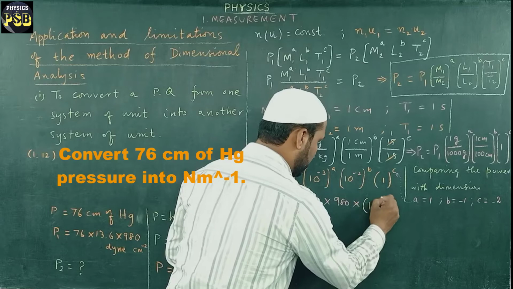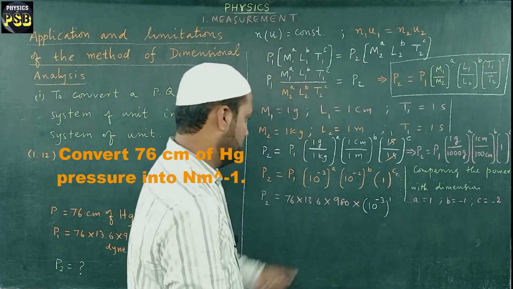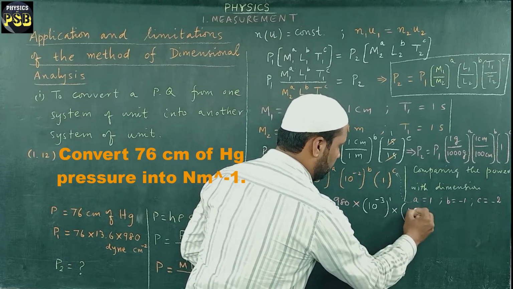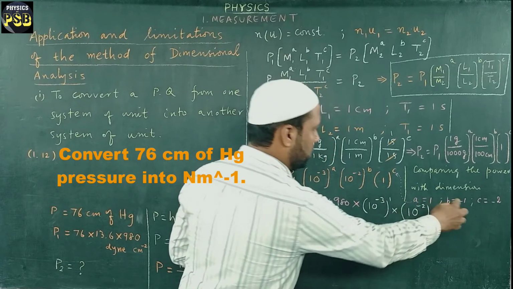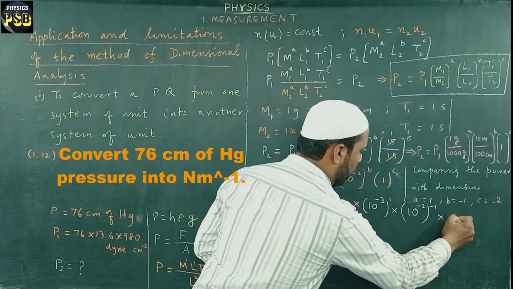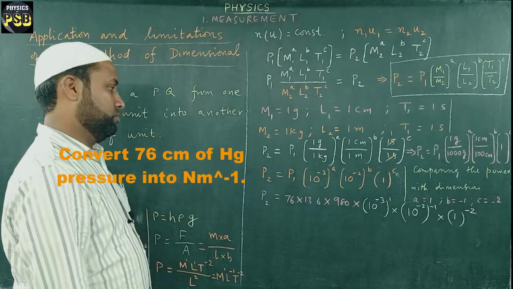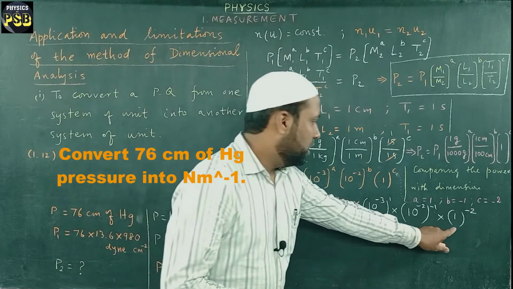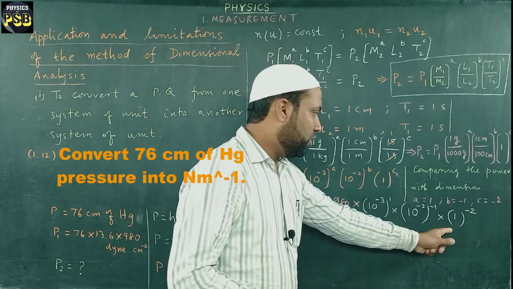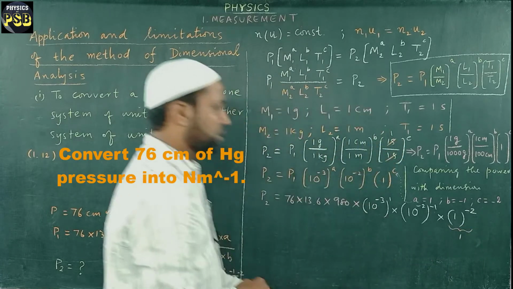10 power minus 3, power 1, in the place of A. They are multiplied with 10 power minus 2, where the power is minus 1 here. Then into 1 whose power is minus 2. Here we know if we square 1, the value obtained is 1. Even if you take 1 power minus 2, the value obtained is equal to 1. There is no change in it.